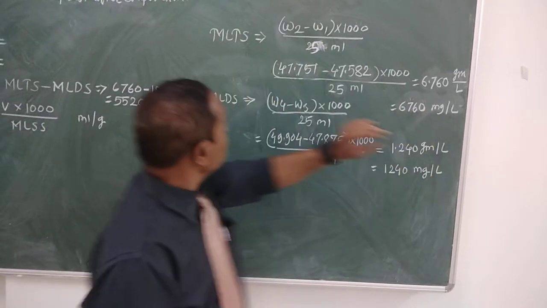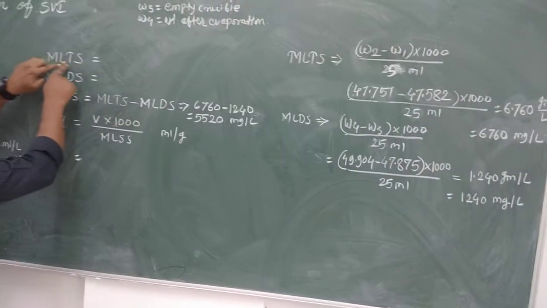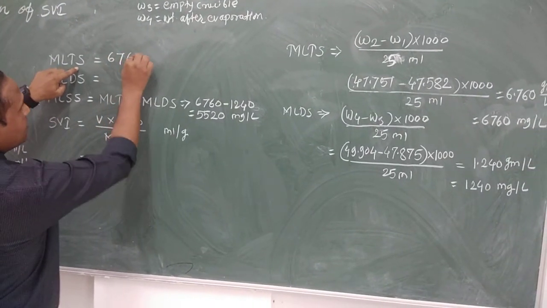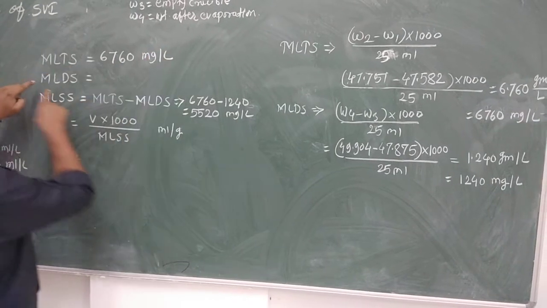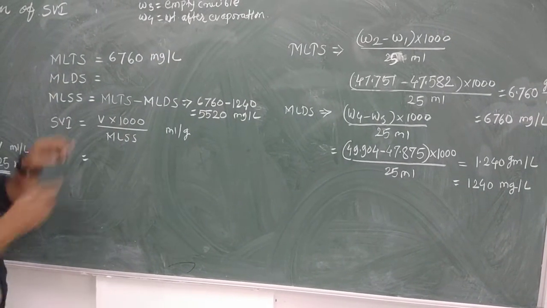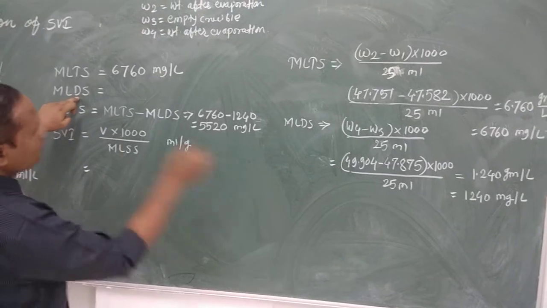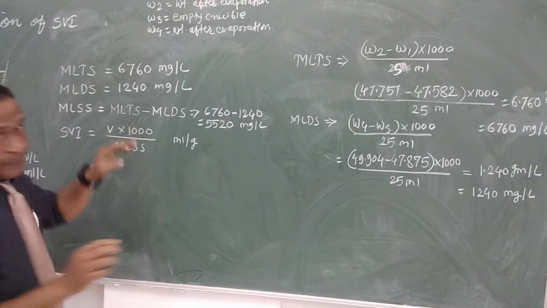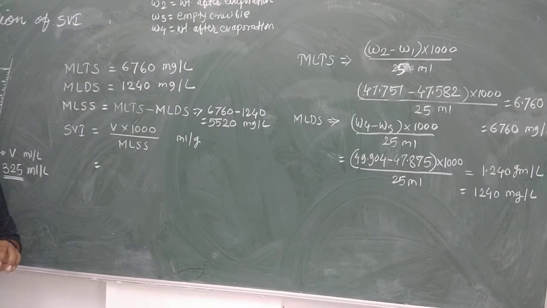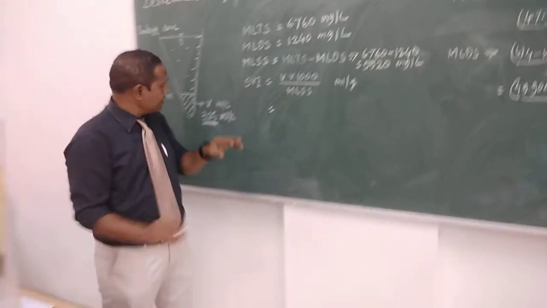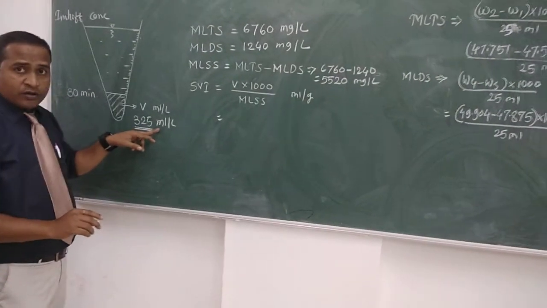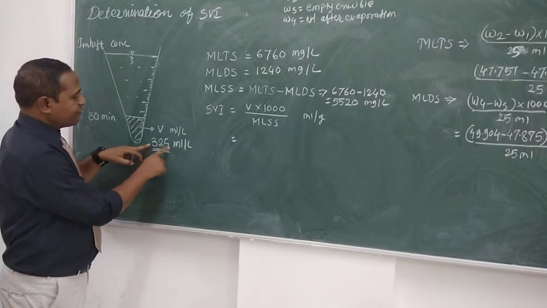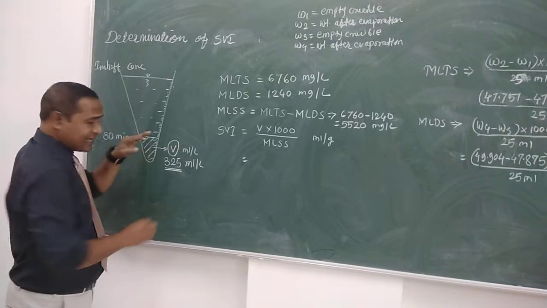So these two values: mixed liquor total solids, that is 6760 milligrams per liter, this is called mixed liquor. Mixed liquor dissolved solids, that is 1240 milligrams per liter. And our settleable solids are 325 ml, that is, what has settled down for the 1 liter sample. So 325 is our V. V is nothing but your settled solids.